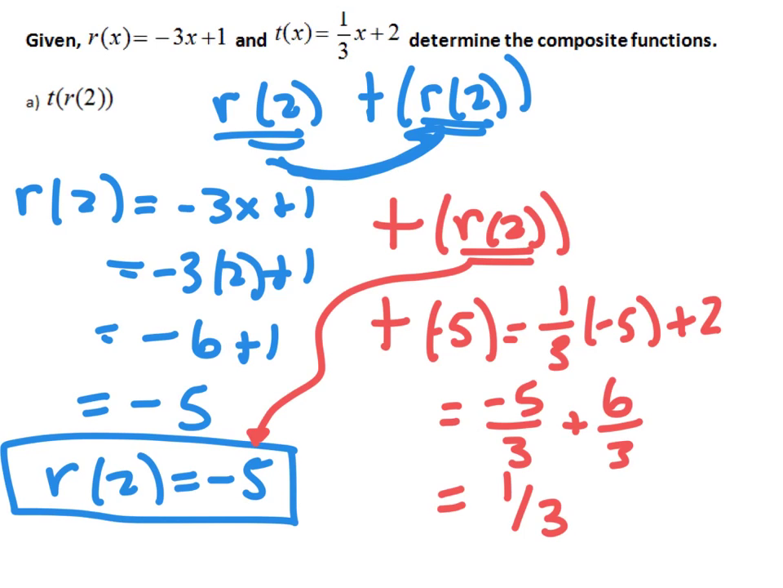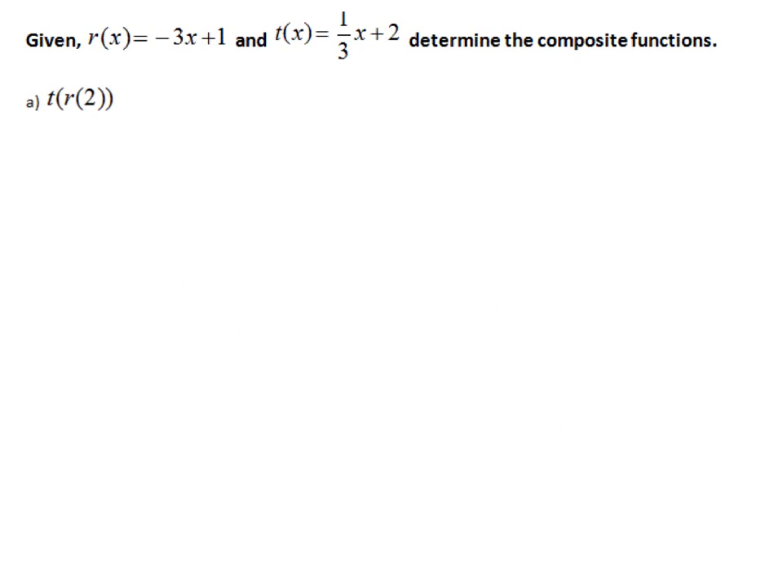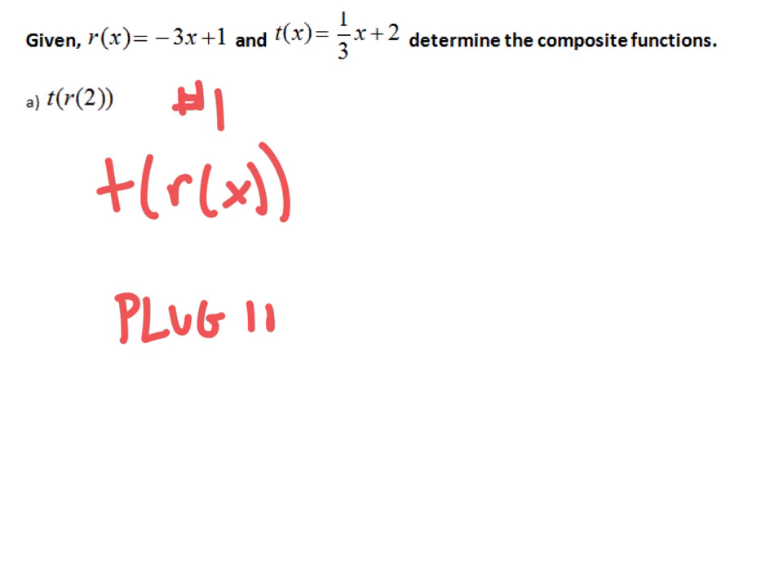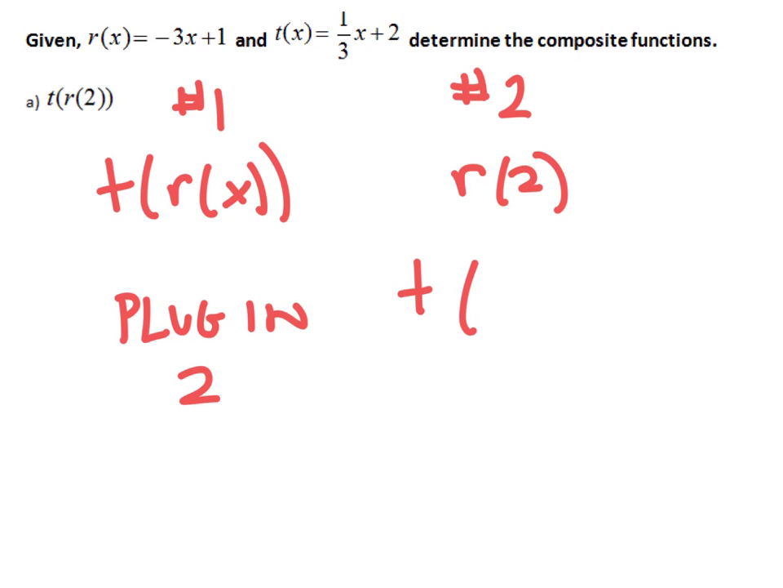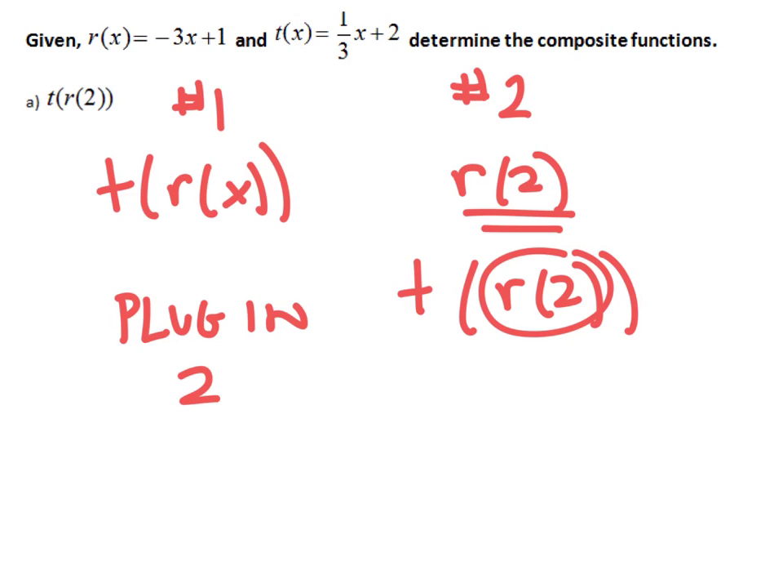Let me outline them just quickly for you, and then we'll finish. So technique 1 is to find t r of x, find out what it is, and then plug in your value, in this case the 2. Or technique 2 is find what r of 2 is and plug that value, whatever you got for that value, into this spot.